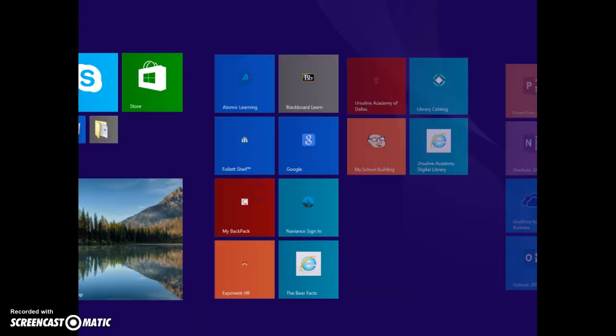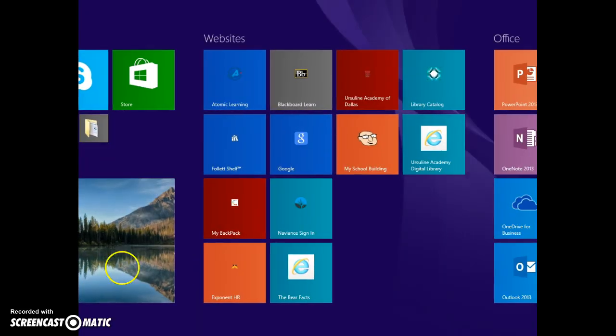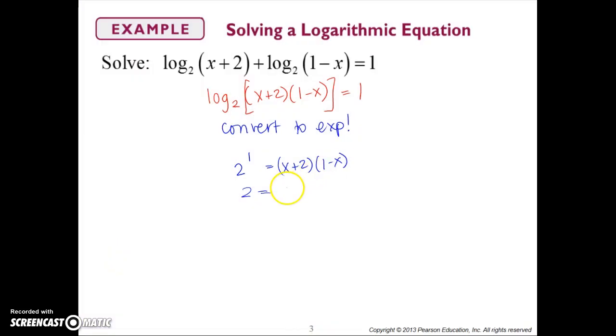So we say 2 equals x plus 2 times 1 minus x. If we FOIL this out, we get minus x squared plus 2 minus 2x. And then the 2's cancel, so we get 0 equals negative x minus x squared.